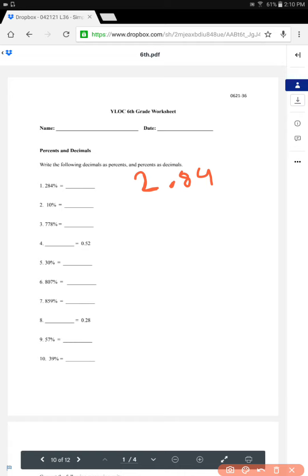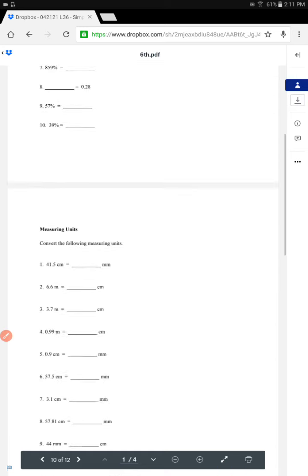And then let's do a decimal one. So what we just did was number 1. Let's try number 8. Number 8, 0.28 is the same thing as 28%. Once you finish those, we can move on to the next page.